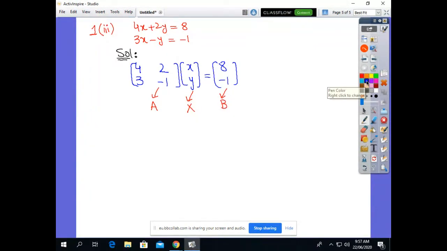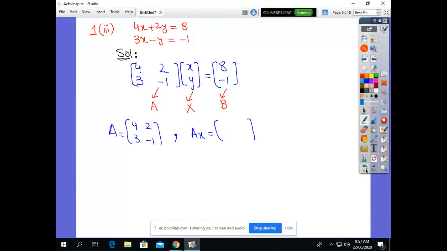Now in Cramer's rule, we first write matrix A is equal to 4, 3, 2, negative 1. How do we write matrix AX? In matrix AX, instead of the coefficient of x, we write the values of matrix B. The values of matrix B are 8 and negative 1. We write them in the first column of matrix AX.